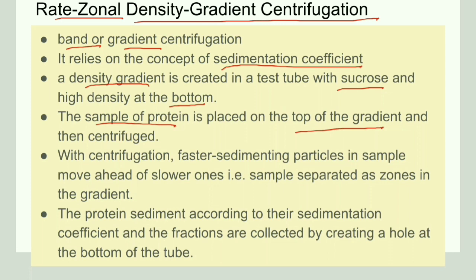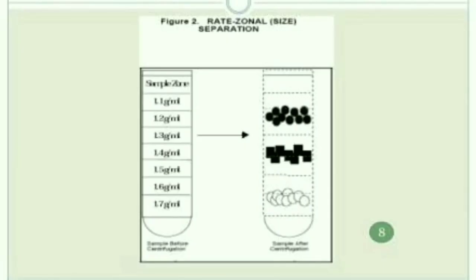The sample particles travel through the density gradient and zones are created, depending on sedimentation rate. These protein sediments are separated and collected through a hole at the bottom of the tube. This diagram shows rate-zonal centrifugation, that is, centrifugation done based on size.